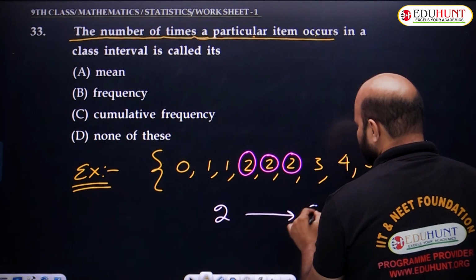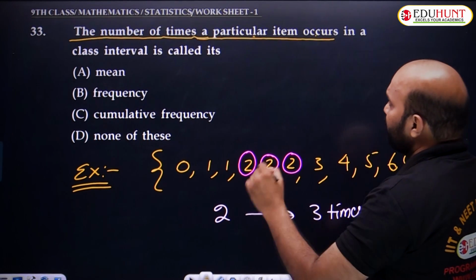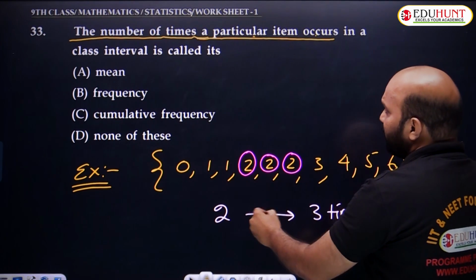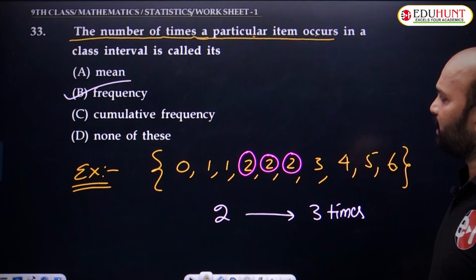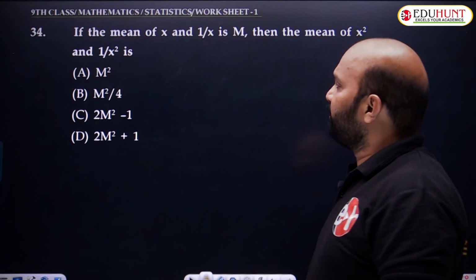2 repeats 3 times. So in that case, the number of times a particular item occurs in a class interval is called its frequency. It is called what? Frequency. Option B is the right answer. Am I clear? Let's go to question number 34.